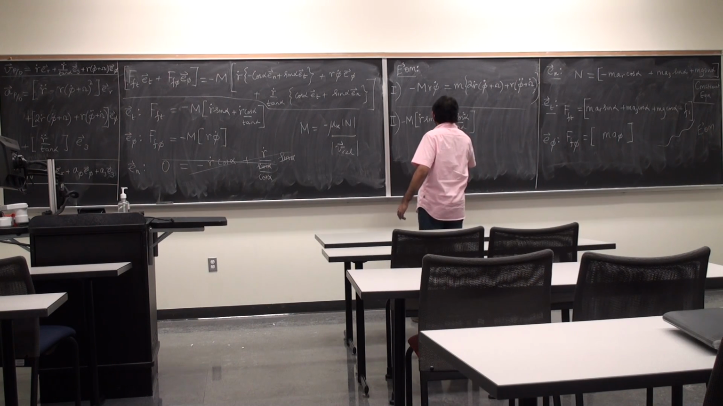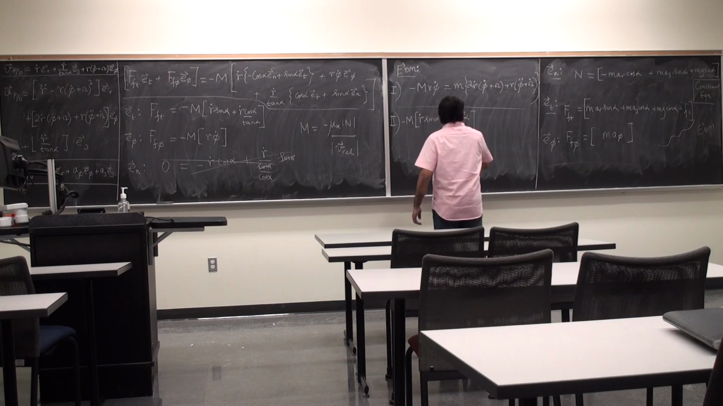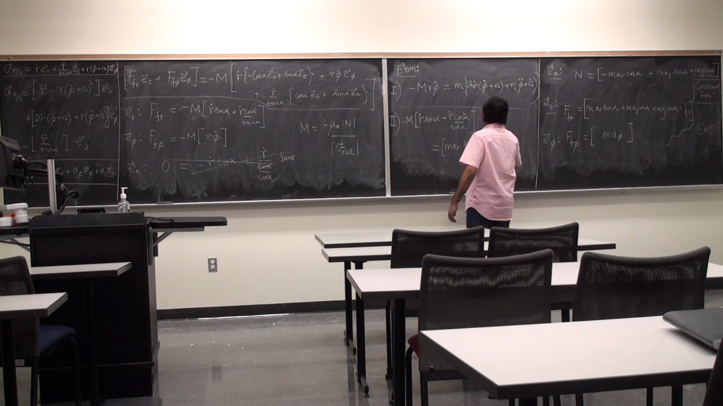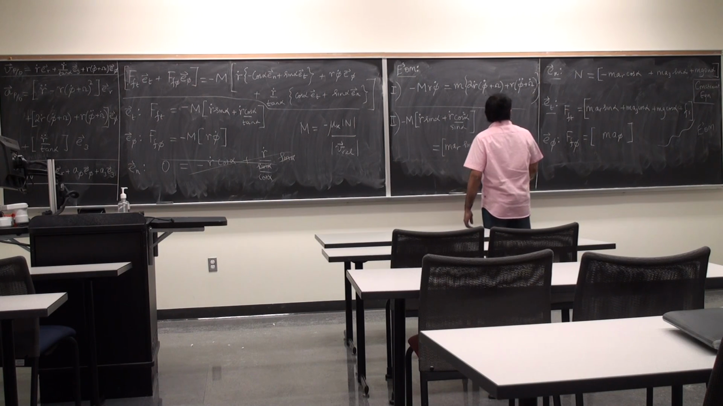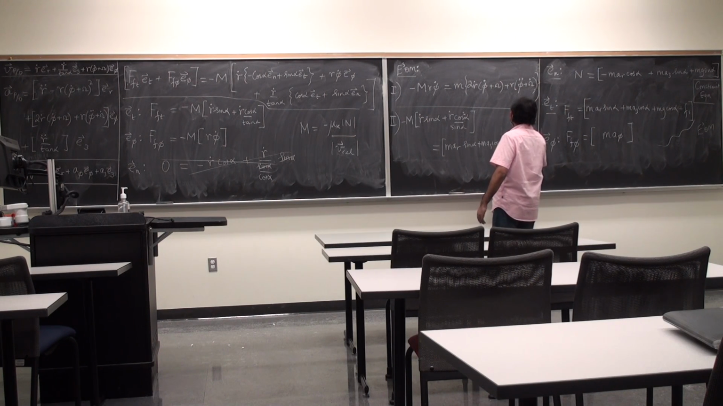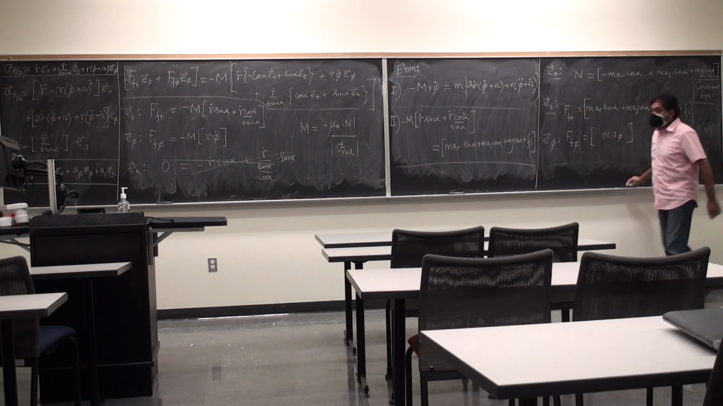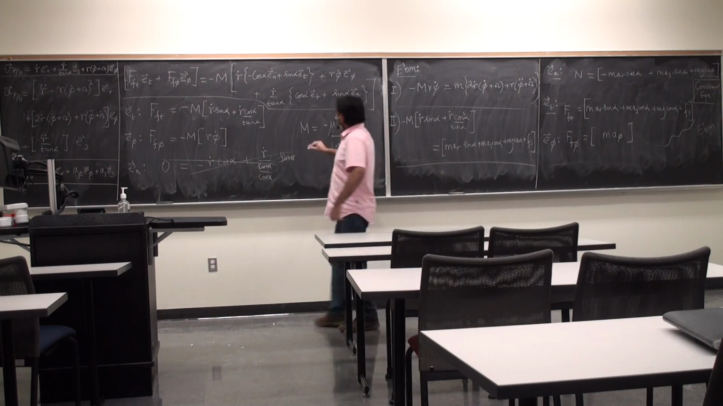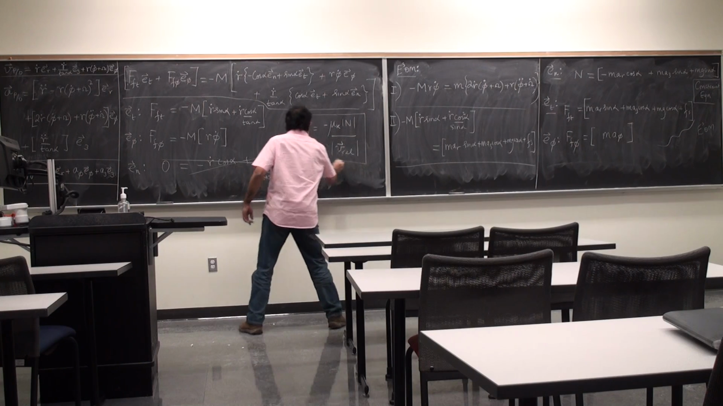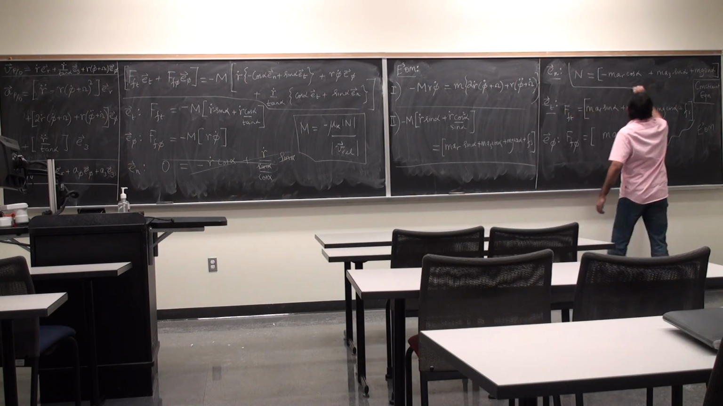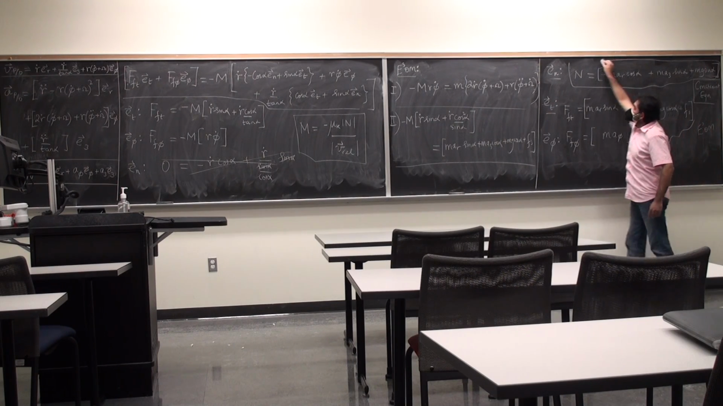This is N a r sine alpha, m v cubed cosine alpha, m g cosine alpha plus spring. Capital M is known to us right here. Normal force is known to us in terms of the problem parameters.